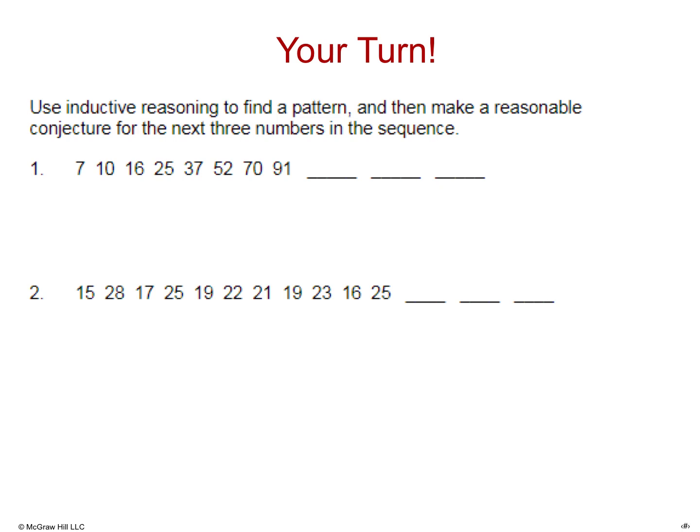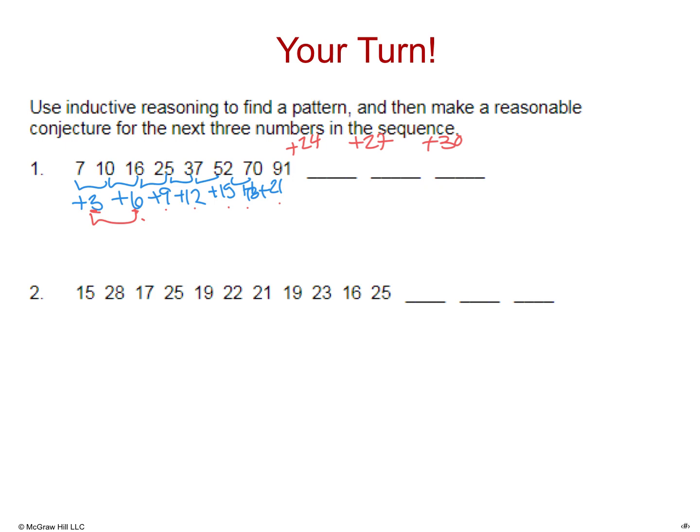All right, so for number 1, I can see that it's increasing. From 7 to 10 is plus 3. From 10 to 16 is plus 6. 16 to 25 is plus 9. 25 to 37 is plus 12. And then plus 15, plus 18, plus 21. So you can see that the pattern is we're adding 3, and then we're adding 3 more to that. So like I go from 3 to 6 to 9 to 12, 15, 18, 21. So it's going to be plus 24, plus 27, plus 30.